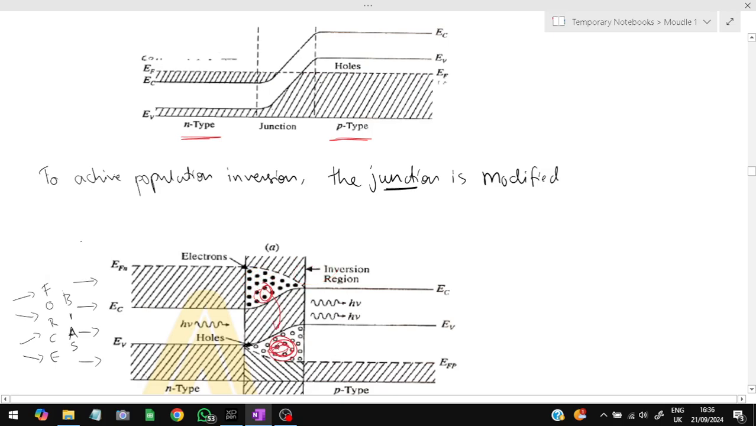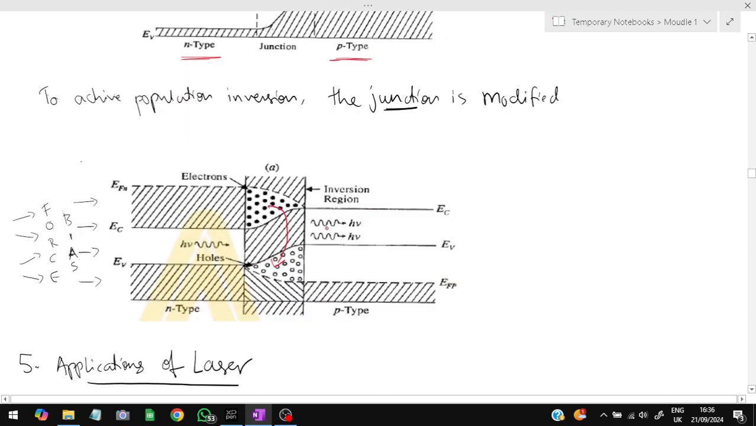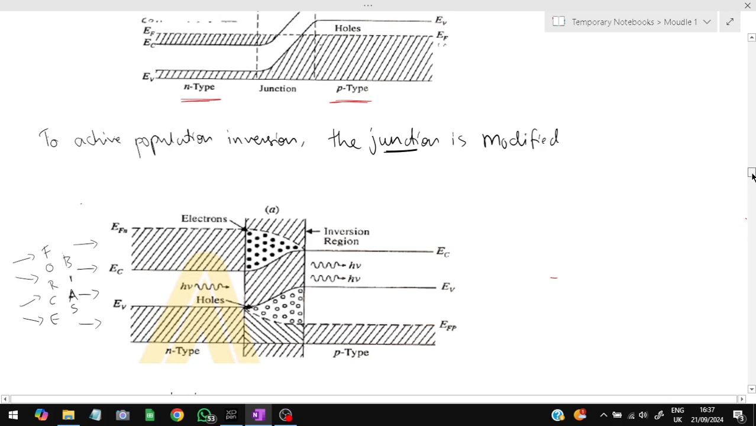This is holes. Okay, what happens then? The electrons will come to fill the holes here, and the photons will be released. This is nothing but the laser. Okay, this is how the laser comes out of the picture I had shown you, right? Yeah, this is how the laser comes.